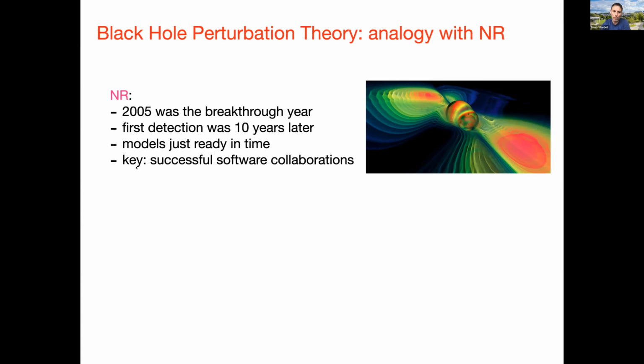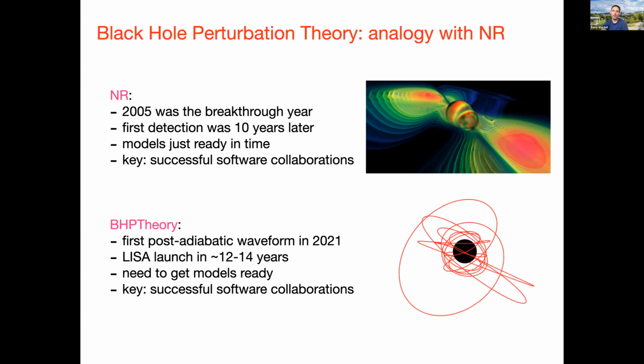And one of the key ways that this was achieved was that there were successful software collaborations like the Einstein Toolkit that really made it possible to produce these simulations and waveforms robustly. So we're now at a new era where LISA is about 10 years away. We have just last year produced the first ever post-adiabatic waveform. That's a waveform where we've included that order 1 radian phase piece. So we've computed H1 and H2.